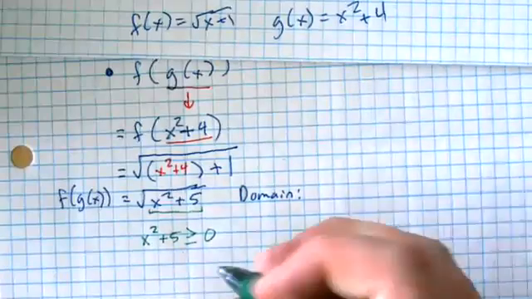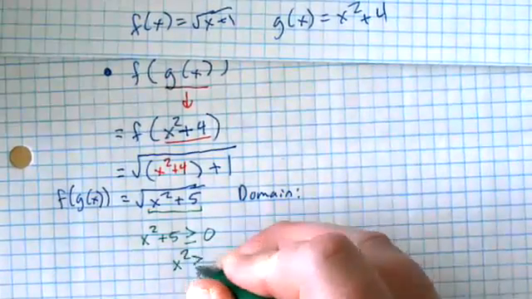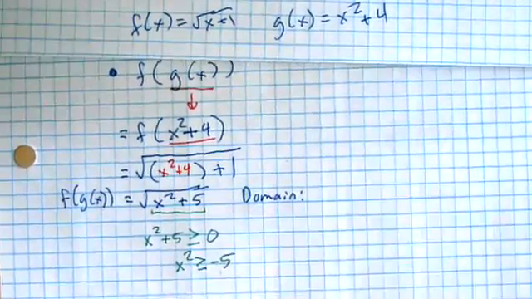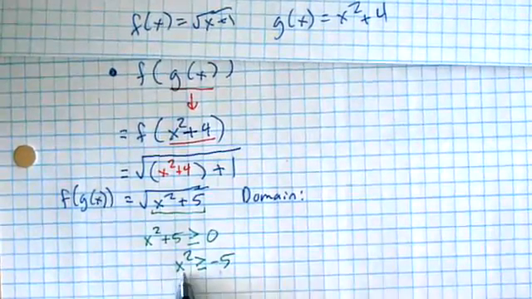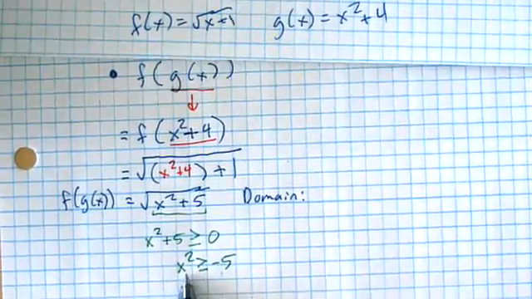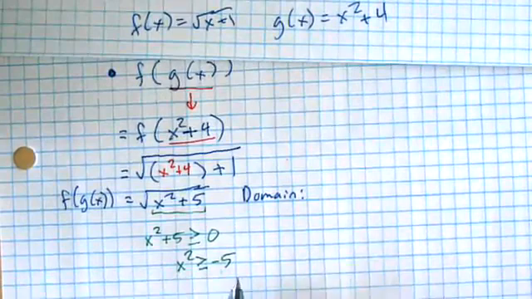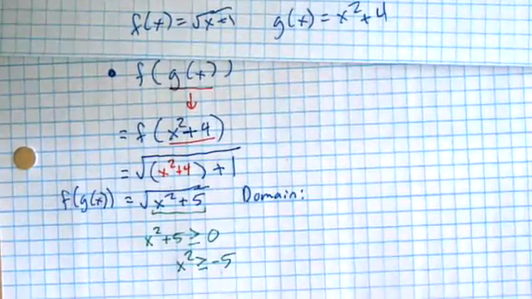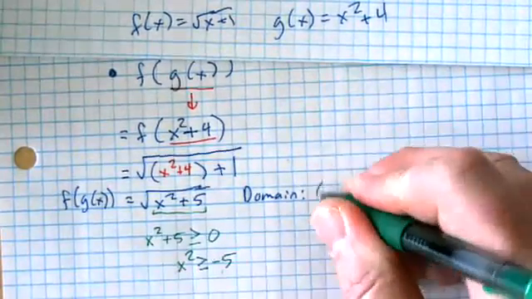You could subtract 5 from both sides. X squared is greater than or equal to -5. Isn't this always going to be positive or 0? So isn't it always going to be greater than or equal to -5? So I'd say that the solution to this, and therefore the domain, is all real numbers.